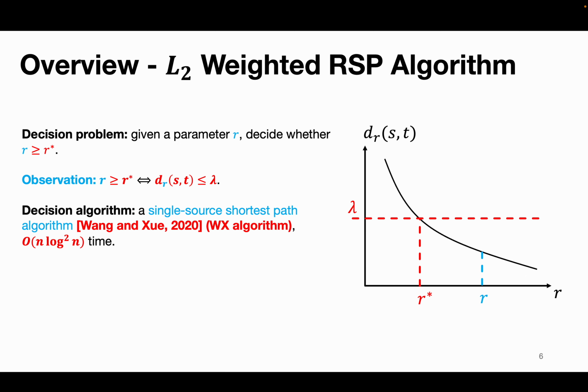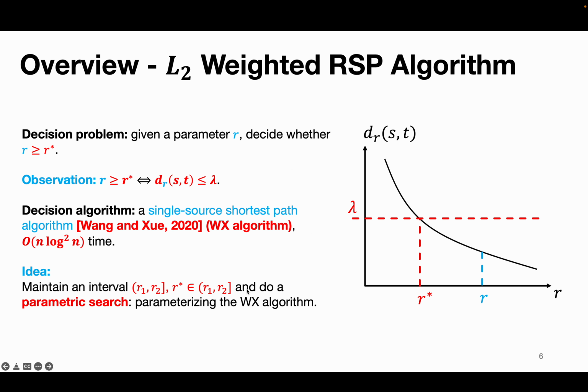So we can use a single source shortest path algorithm as a decision algorithm. In this paper, we use the algorithm of Wang and Xue, which was proposed in 2020. We refer to this algorithm as the WX algorithm. The running time of the WX algorithm is n log square n.